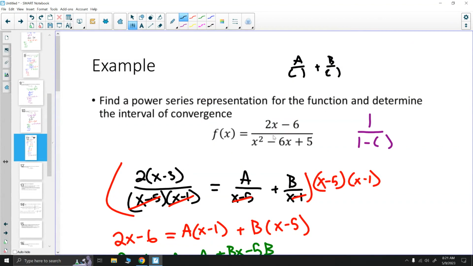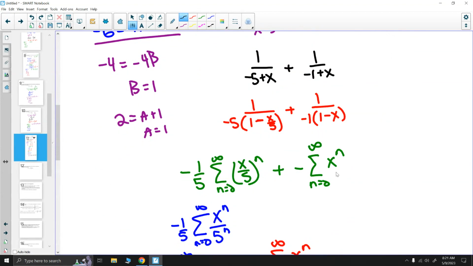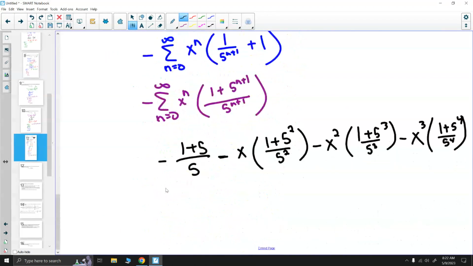But let's now take a look at our intervals of convergence. Well, essentially we have two intervals of convergence. We have this one and that one. So we have to consider both of them. So I'm going to go back to this sum here, bring them down.